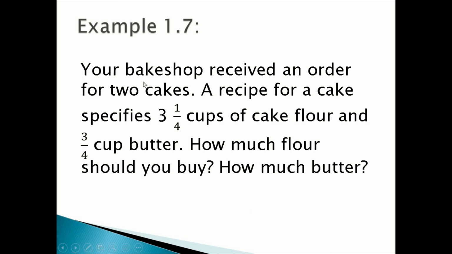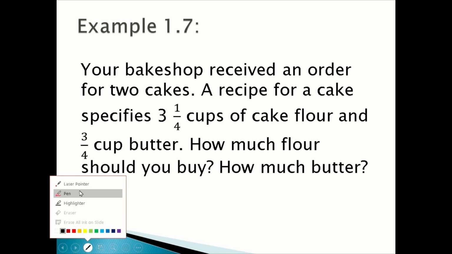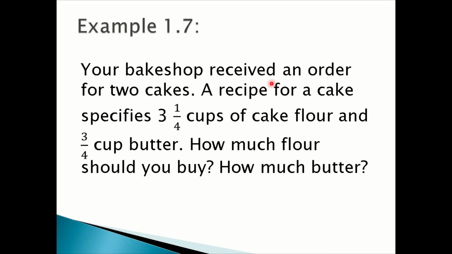Now let's answer example 1.7. Your bake shop received an order for 2 cakes. A recipe for a cake specifies 3 1/4 cups of cake flour and 3/4 cup butter. How much flour should you buy? How much butter? Which means the combination of two. How much flour and then how much butter? So 2 cakes means we're going to have 3 1/4 cups of flour and 3/4 cup of butter, each times 2. So we just simply multiply it by 2.